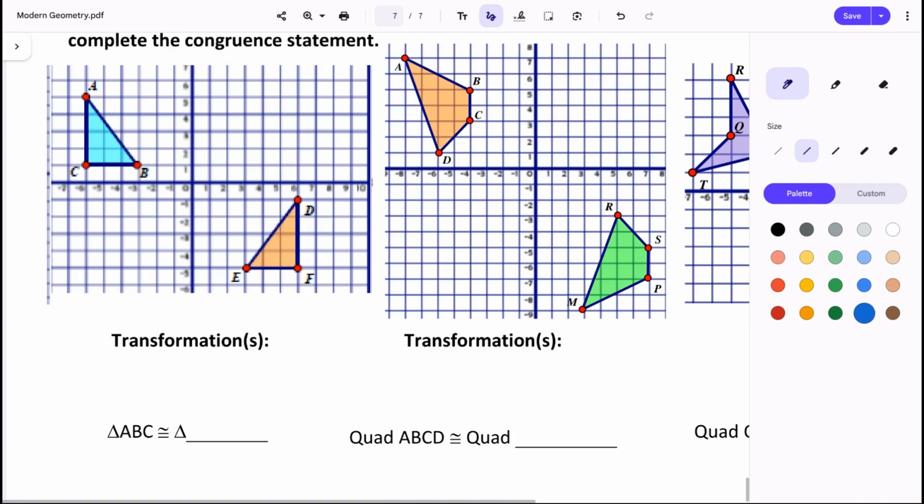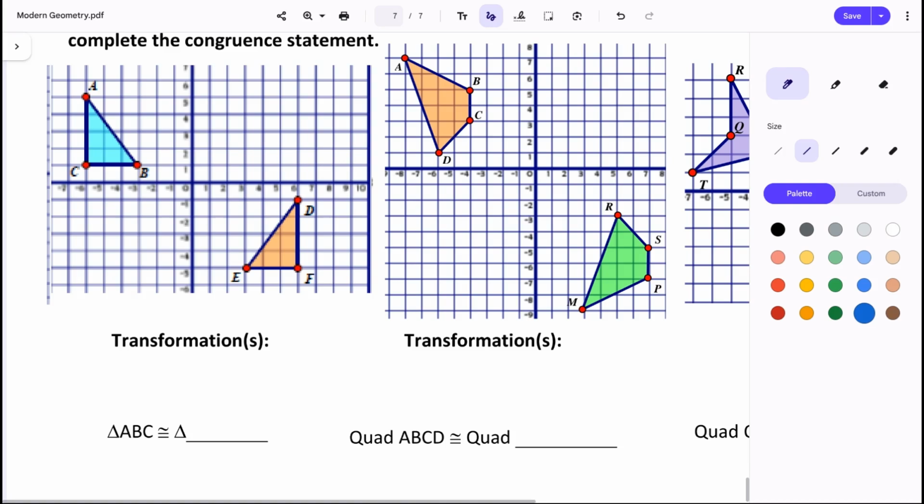So let's start on this first one. The only difference between what we did yesterday and what we're doing now is they're adding on that they want you to be able to fill in the rest of that congruent statement. So they've got it started for you there. It says triangle ABC, and they're trying to just have you fill in the second half. What would it be congruent to?